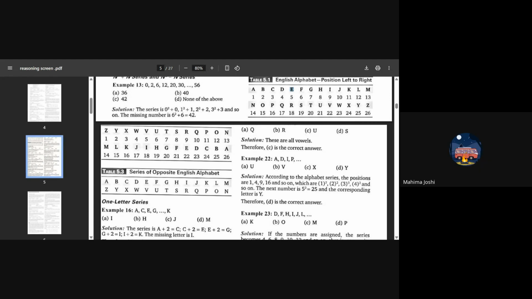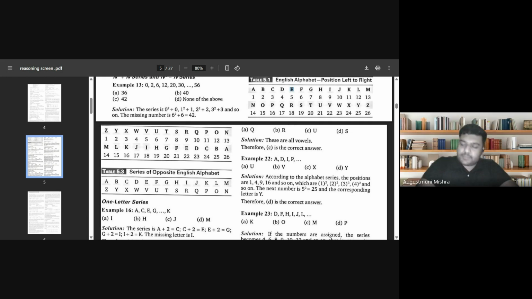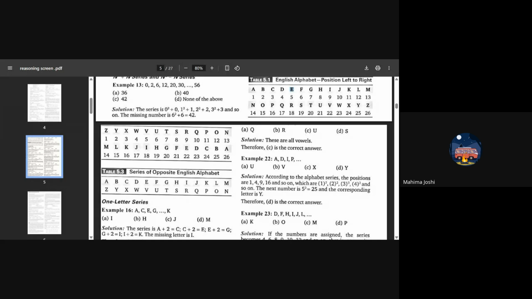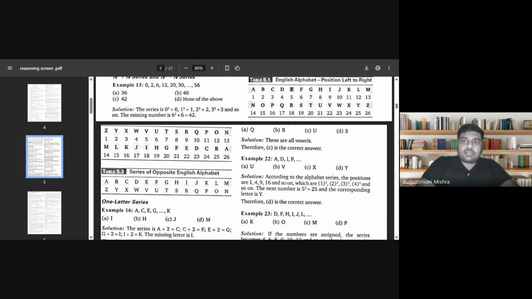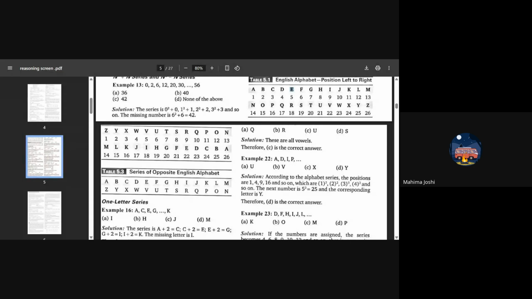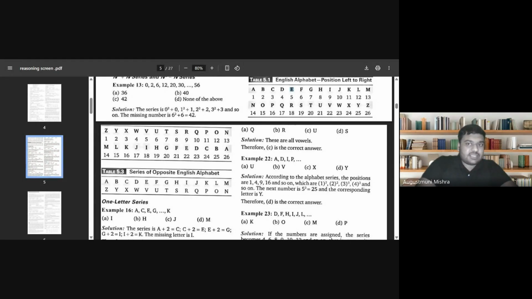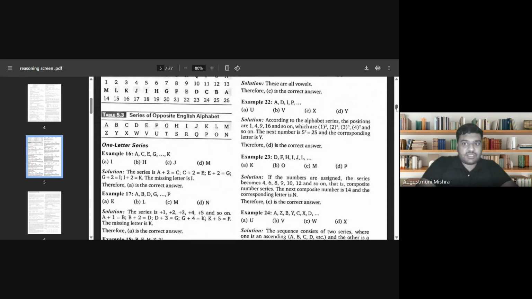Sir, there is a 1-1-0 pattern. So D, then we are skipping E, then F, then we are skipping G, then H. Then zero skipping, they give two alphabets again, I, J. Then they started that pattern again. So K they left, then L, then they will leave again, I think M.